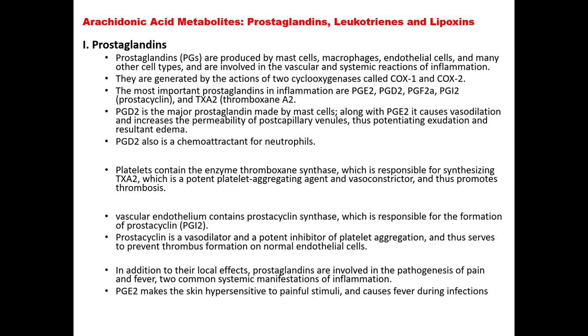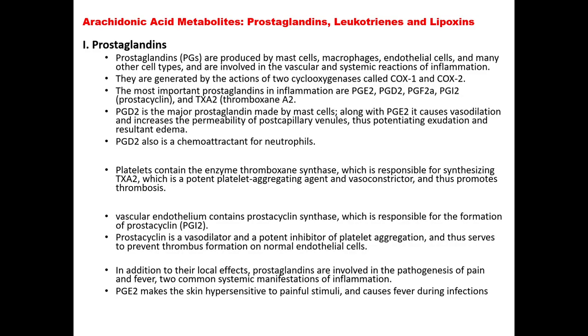They are generated by the action of two cyclooxygenases. عندنا two enzymes cyclooxygenase 1 و 2. The most important prostaglandins هو E2, D2, F2A و I2 sorry اللي هو نسميه prostacyclin والثرومبوكسين A2. Prostaglandin طبعا كل واحد of these prostaglandins it has its يعني certain function.